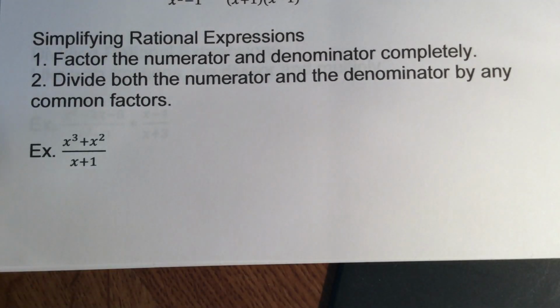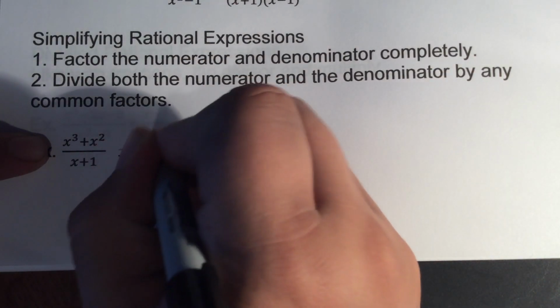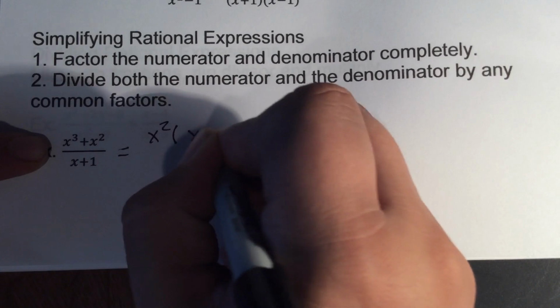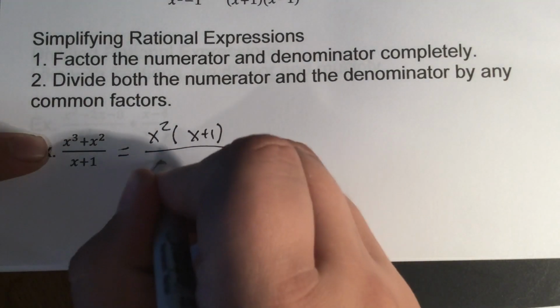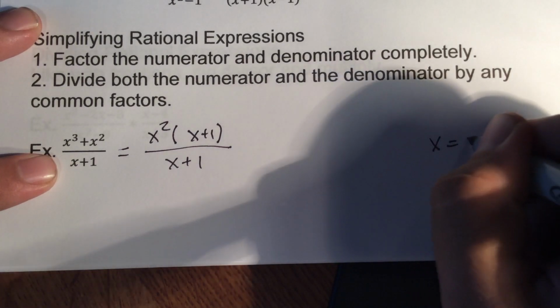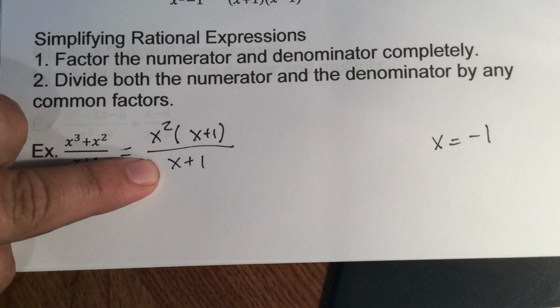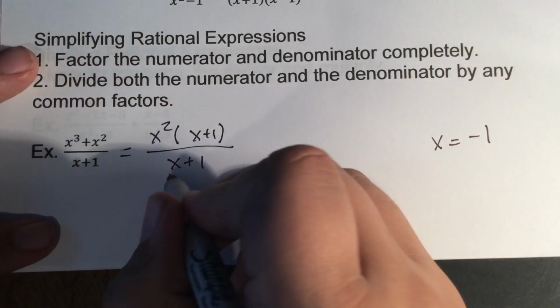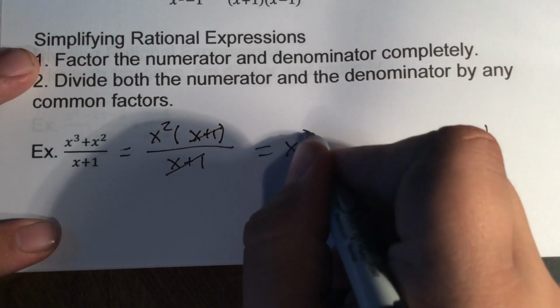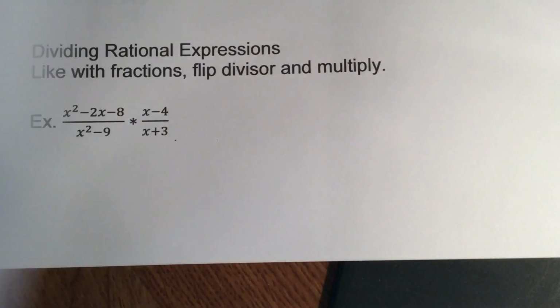So, for example, this one. First thing I'm going to do is factor the top. Well, I can pull an x squared out, and I would have x plus 1 left over. So the bottom already is factored. We can't take that down anymore. So at this point, I'm going to say, x cannot be negative 1 in this case, because if x is negative 1, that'll make the bottom be 0. Once I have my exclusions, that can cancel out, and I'm left with x squared. So that's as simplified as it gets.